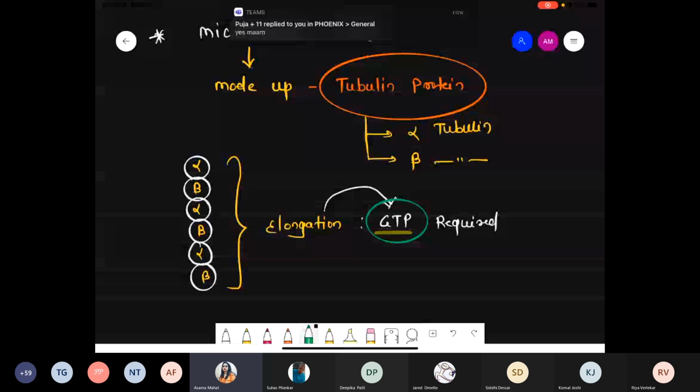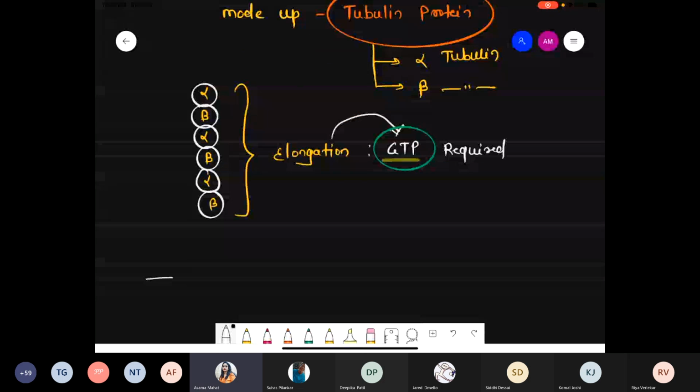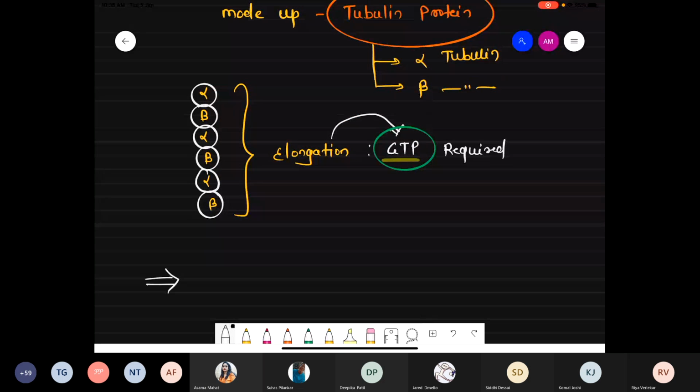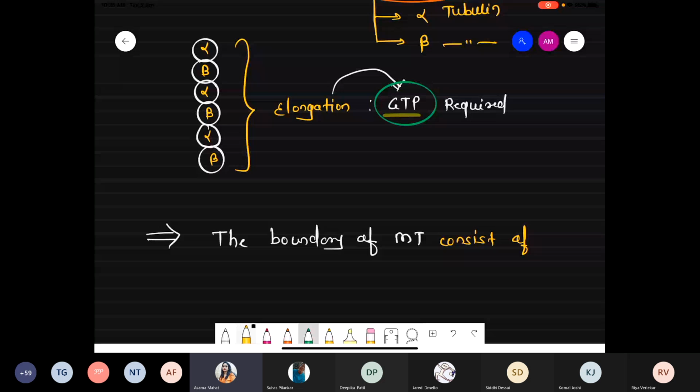Okay, let's go. So next part, that was one question. Another point, one sentence is given in NCERT. That is the boundary of microtubules. The boundary of the microtubules consists of a total of 13 protofilaments. So what is the meaning of protofilament? How many protein filaments? A total of 13 protofilaments are there.